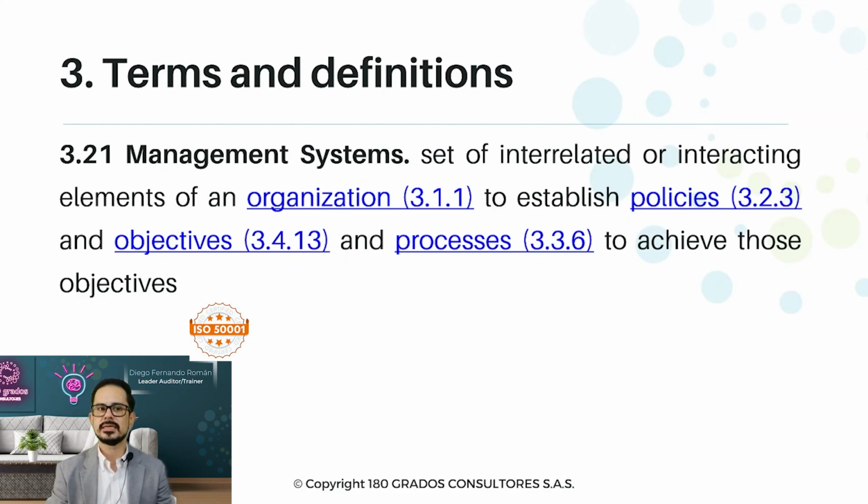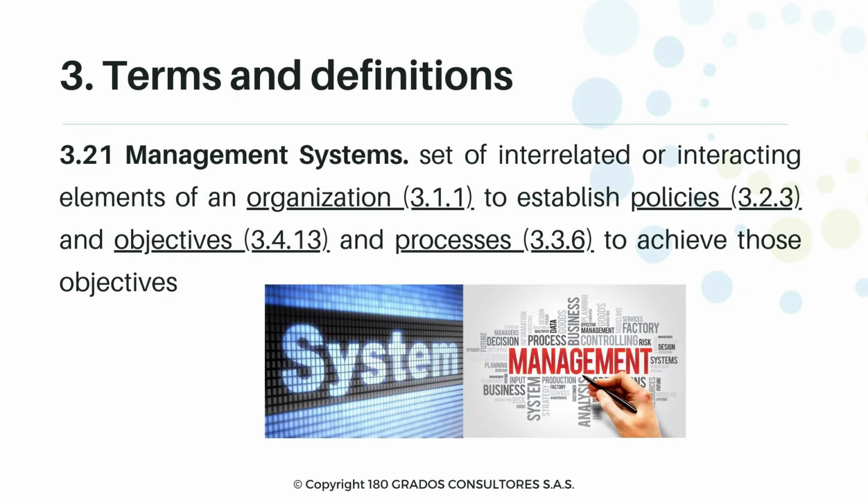A management system is defined as a set of interrelated or interacting elements of an organization to establish policies and objectives and processes to achieve those objectives. To break this down, let's consider the two key components of this term: system and management.